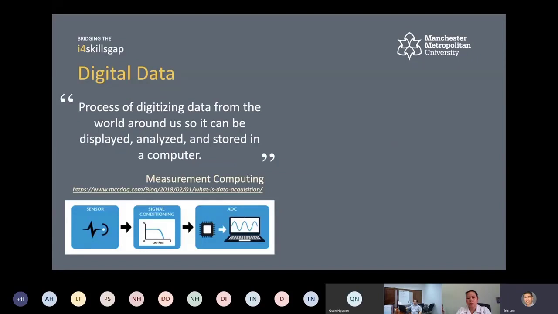So when we look at digital data, what is digital data? We want to ask the question. In terms of concept, or in terms of a quote, this is given by Measurement Computing. We're looking at a sensor. We get a sensor to give us a signal, and we transform that signal into a digital sense. We're taking something from analog in our world, what we're seeing today, changing it into a digital signal and putting it in the computer. That is what we want to do.